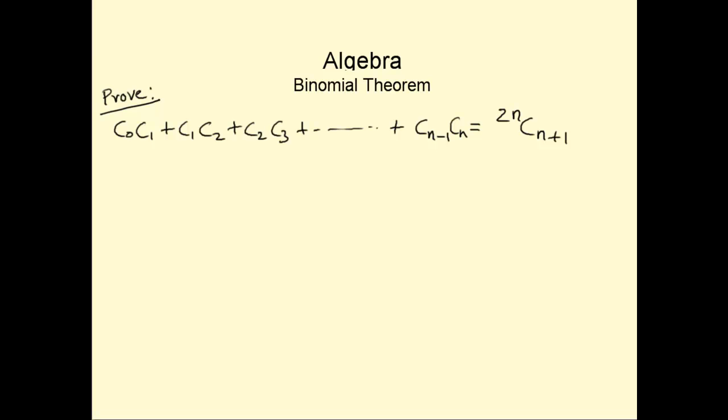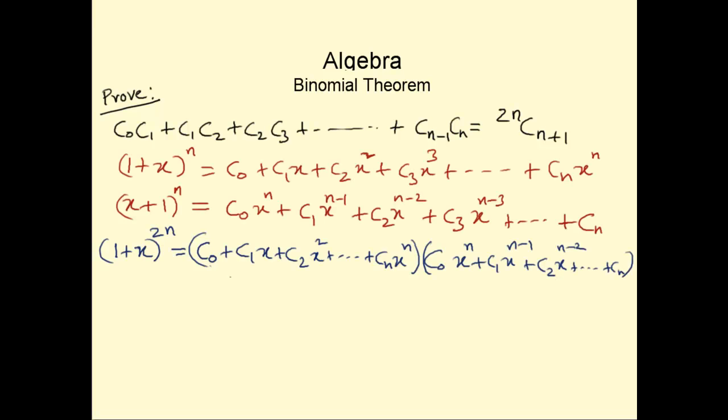Prove that C0 times C1 plus C1 times C2 plus C2 times C3 plus so on plus Cn minus 1 times Cn equal to 2n C n plus 1. So just like before, let's take the two expansions, 1 plus x whole to the power n and x plus 1 whole to the power n. So this is the expansion of 1 plus x to the power n and x plus 1 to the power n, and if you expand them and multiply, you get this equation here.